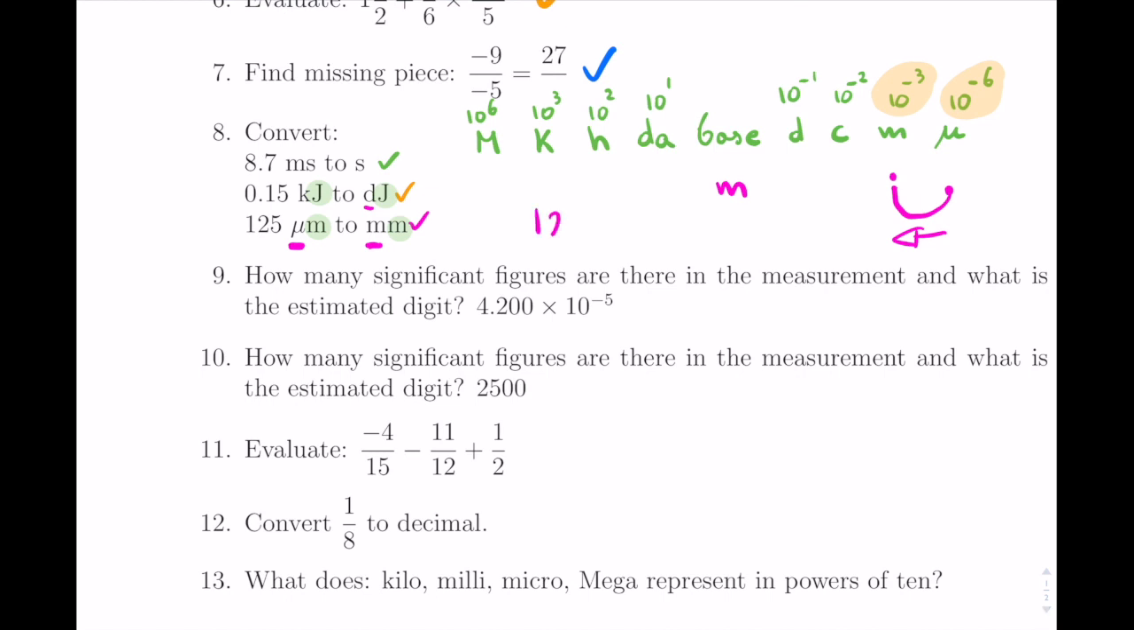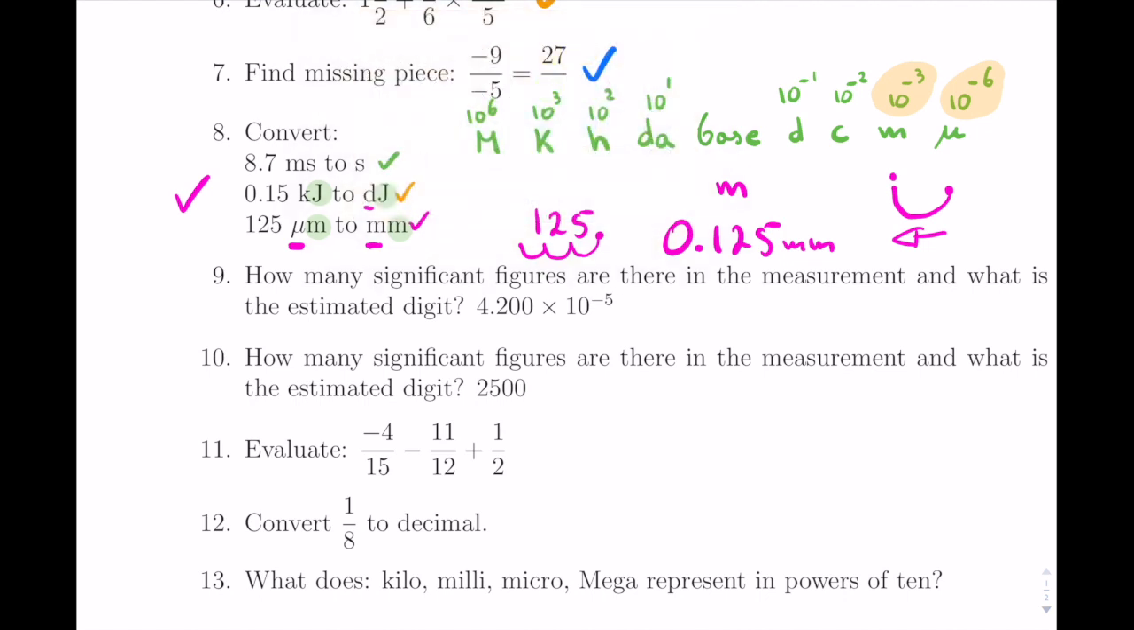So we're going to take 125. Okay, we're going to take the decimal, which is at the end, and we're going to move 3 spots, 1, 2, and 3, which is 0.125 millimeters. All right, so that converts those 3 examples, okay, and completes question number 8.